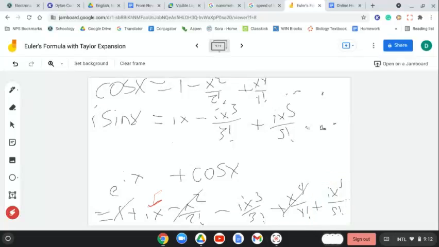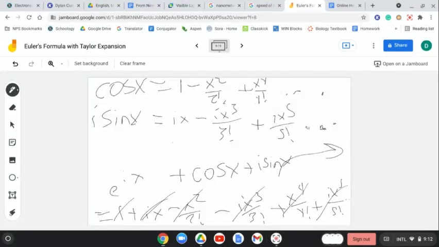Well, these terms are the same as i sine of x, right? We have ix here, negative ix cubed over 3 factorial here, negative ix cubed over 3 factorial here, and ix to the 5th here and ix to the 5th here. So we can replace all of these terms, because this pattern repeats indefinitely. We know that it will continue going this way, and all of these terms equal i sine of x. All right.